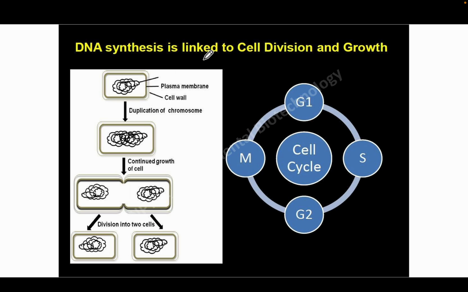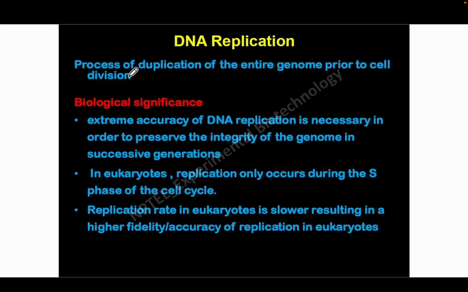DNA synthesis is linked to cell division and growth. So here in your cell you have the plasma membrane, cell wall, and duplication of the chromosome happens. This is continuation of growth of cells, and after cell division, the cell divides into 2 cells. The cell cycle is composed of G1, S, G2 and M phases. DNA duplication is the process of duplication of the entire genome prior to cell division.